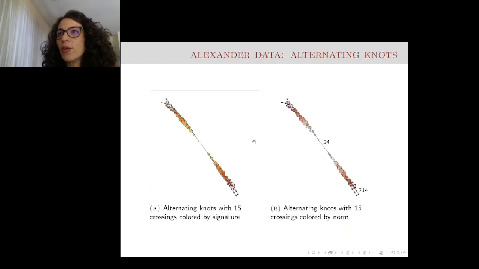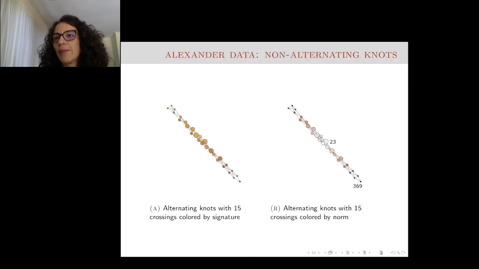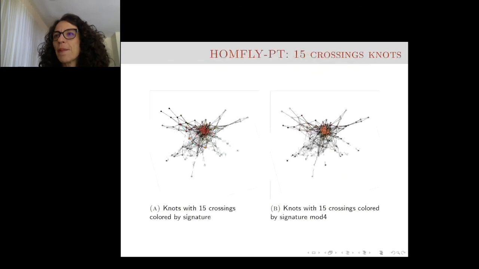Okay, likewise, we can do it again. The Ball Mapper is a very versatile tool, and you can play with your data. This is just alternating knots colored by signature. This is alternating knots colored by norm, and this is non-alternating knots colored by signature and by norm. I apologize for the typo.